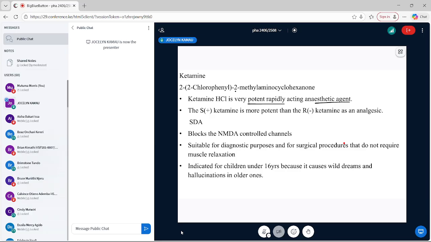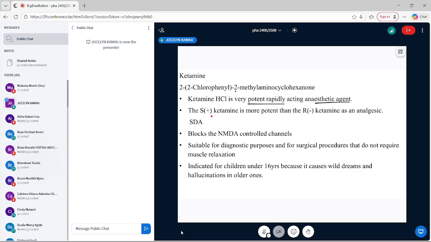Ketamine is one of the general anesthetics that has also been used to cause a lot of havoc, to poison people, to spike people's drinks. Although it is given intravenously, it is a very potent general anesthetic, and it's also a very powerful hallucinogen, as we're going to study later. It is a potent, rapidly acting general anesthetic.